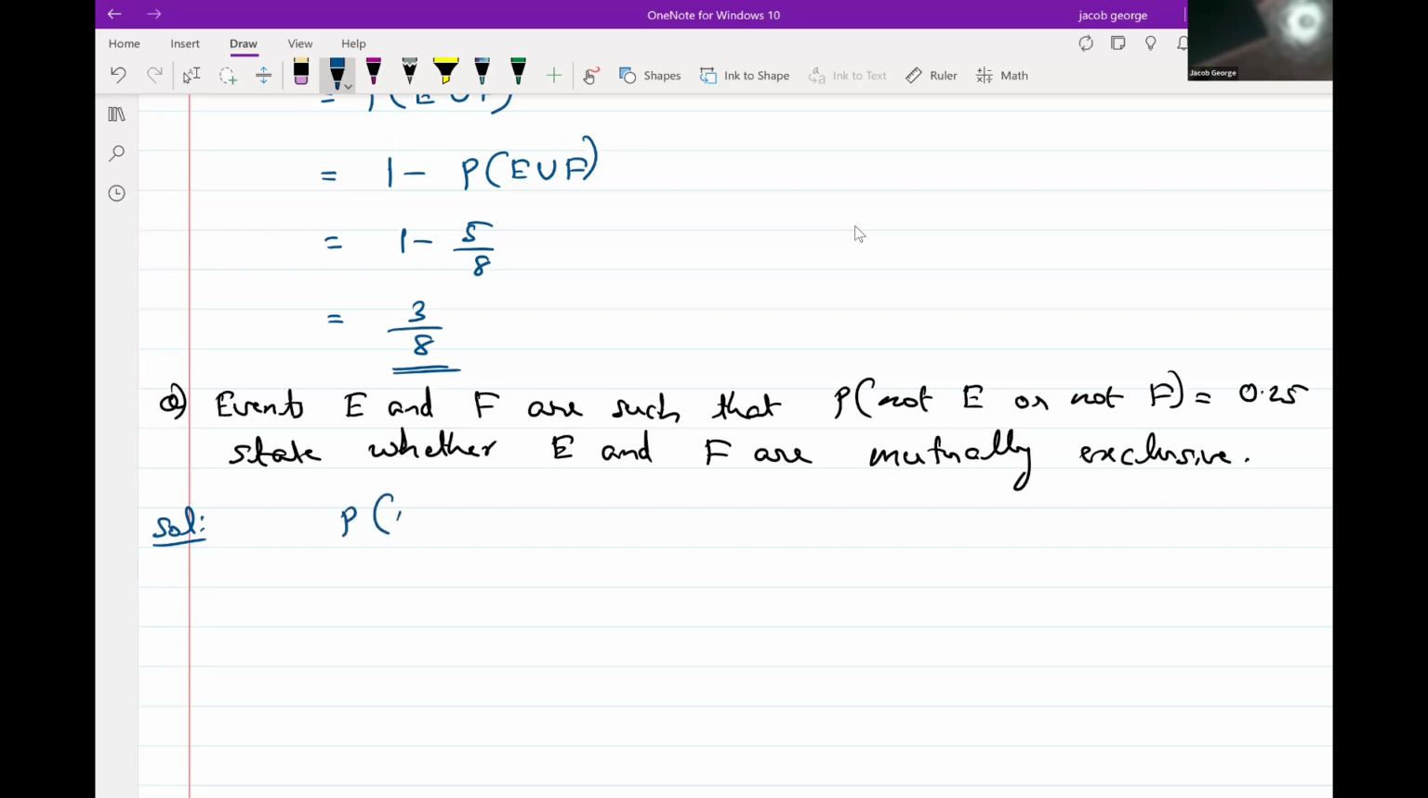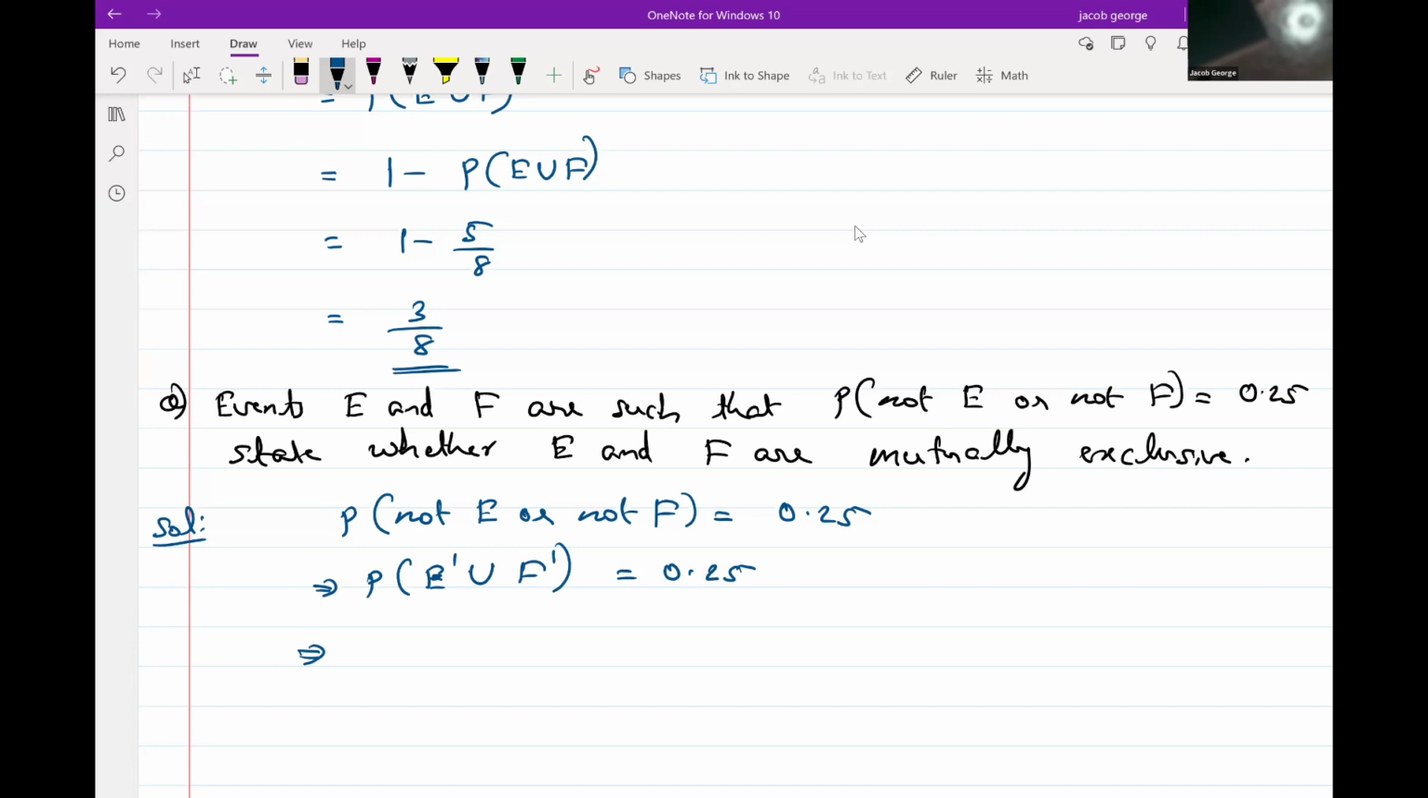It is given P of not E or not F is equal to 0.25. Not E means E complement. For or, what sign do you put in between? Union or intersection? Union, correct. Union F complement is equal to 0.25. All of you understood this? Not E means E complement.